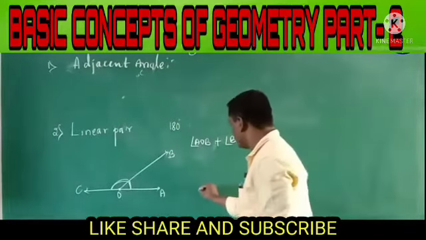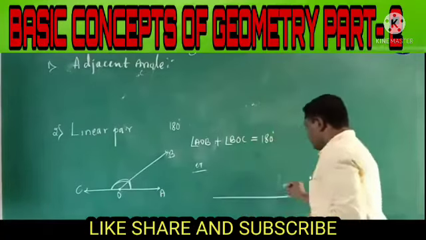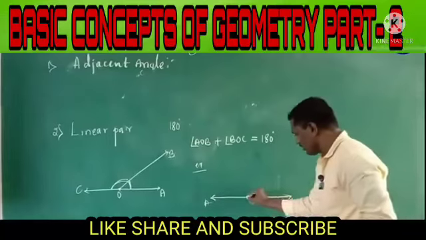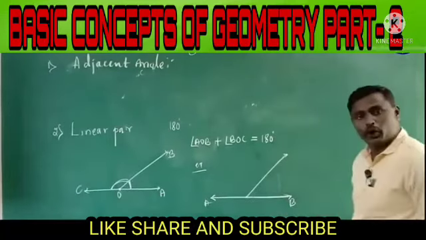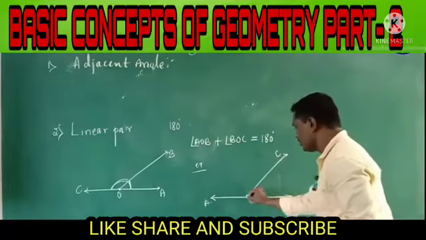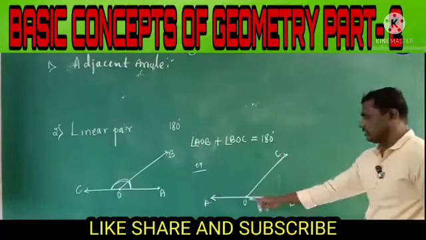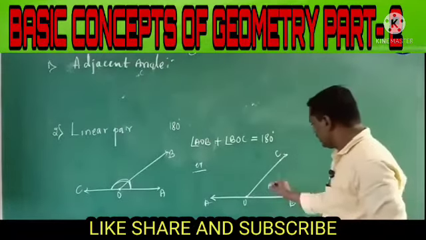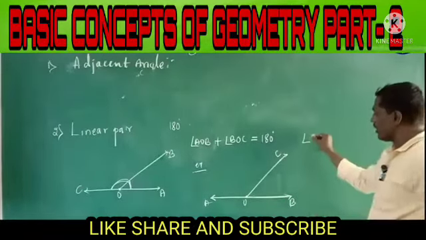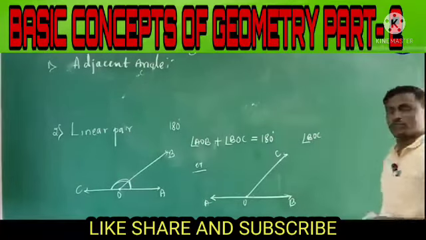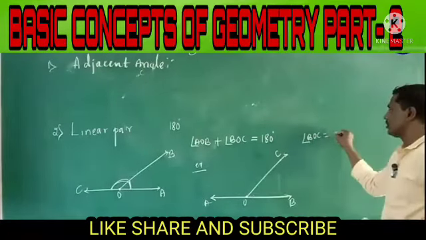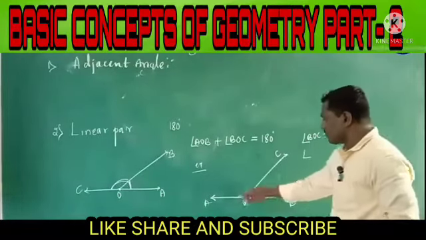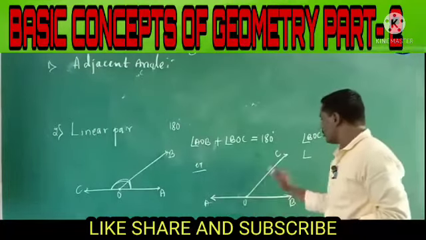For example, if I take one example here, AB is a straight line. O is the initial point of the ray OC. From this point, a ray OC travels in a particular direction. If angle BOC is equal to 70 degrees, what is the value of the angle AOC?